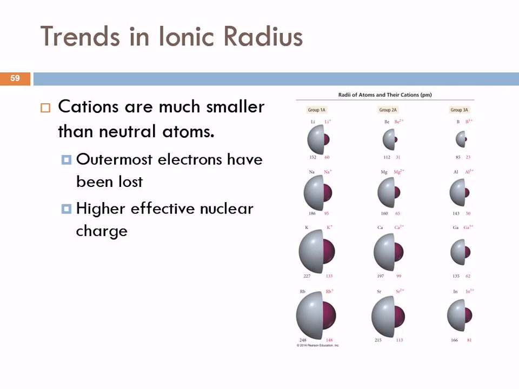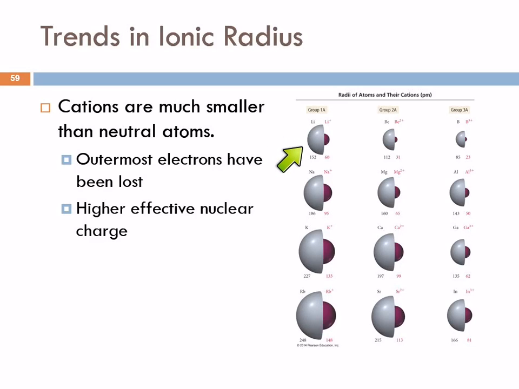Trends in ionic radius. So we looked at atomic radius, but let's look at the ions. So cations are much smaller than neutral atoms, and them being smaller does make sense because you form a cation by losing electrons, right? And you're generally losing the valence electrons, so you're actually dropping down a whole shell. So it makes sense that they're smaller. We've lost the outermost electrons. We still have the same charge on the nucleus, and so the effective nuclear charge is increasing. And we see very distinct differences.